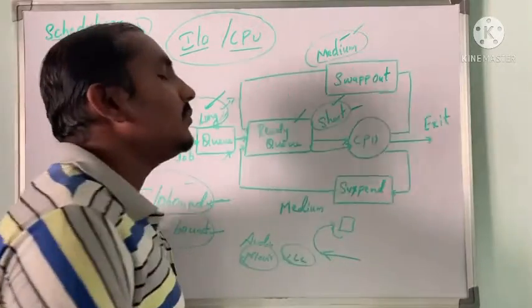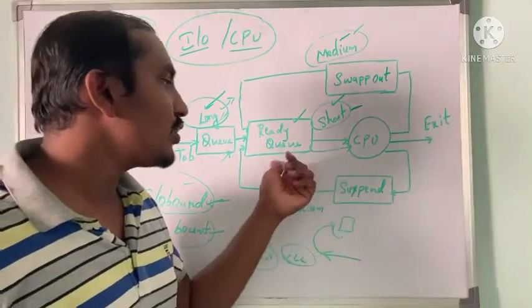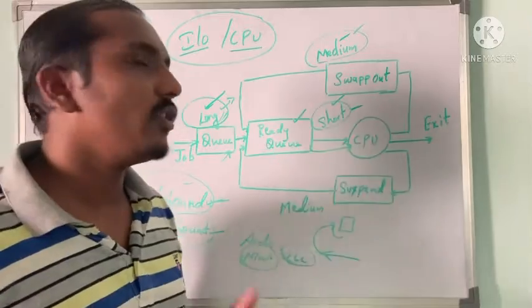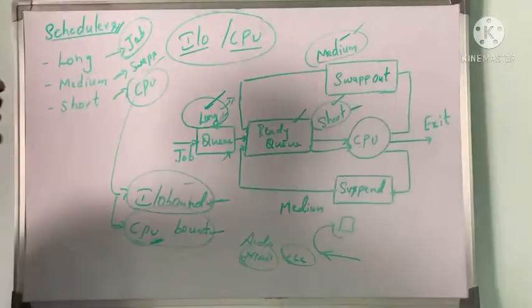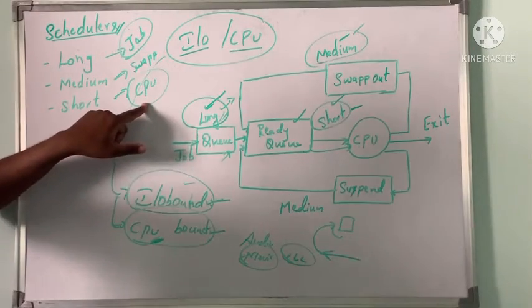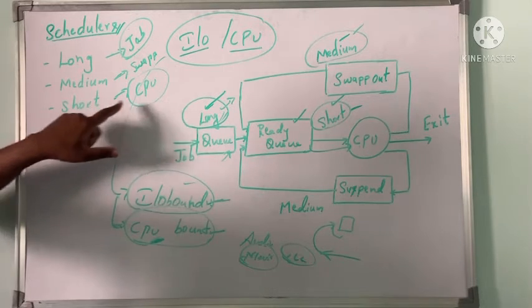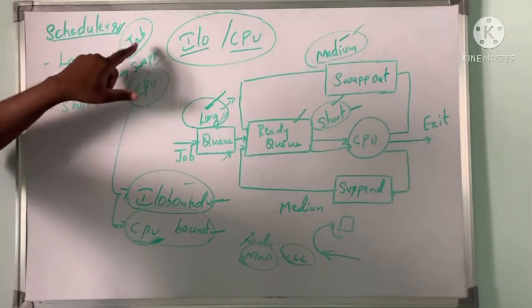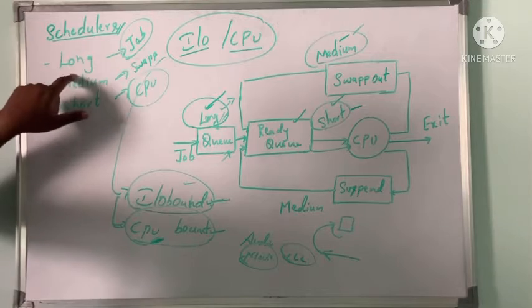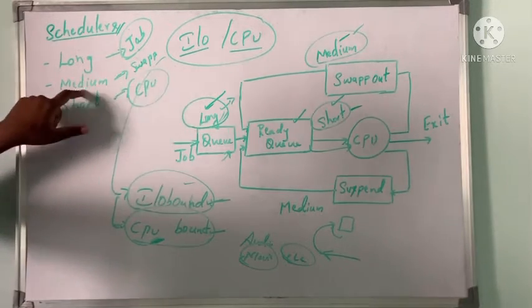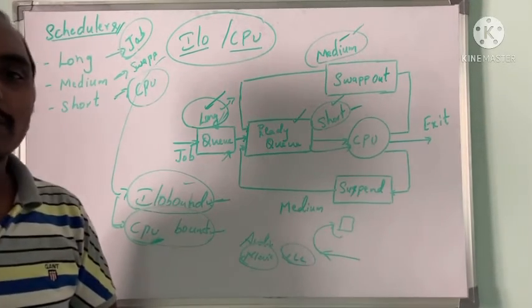And coming to the short-term scheduler, it is going to load a process onto the CPU from the ready queue. That is why it is called the CPU scheduler. When I say CPU scheduler, it is nothing but the short-term scheduler. Job scheduler is the long-term scheduler, and swapping is done by your medium-term scheduler.